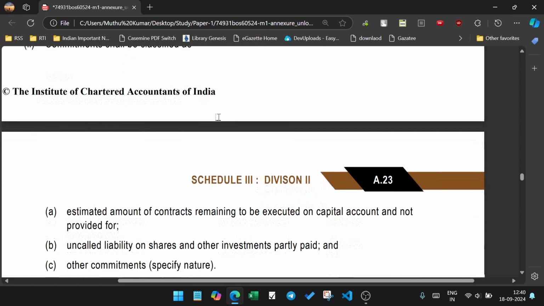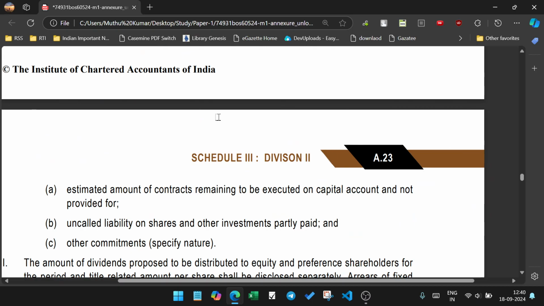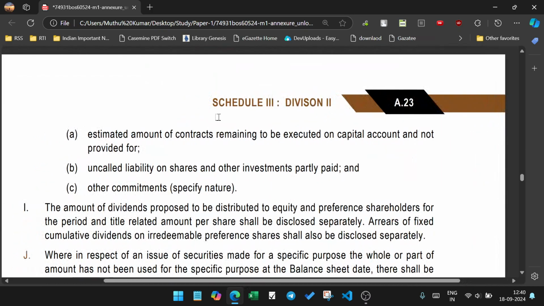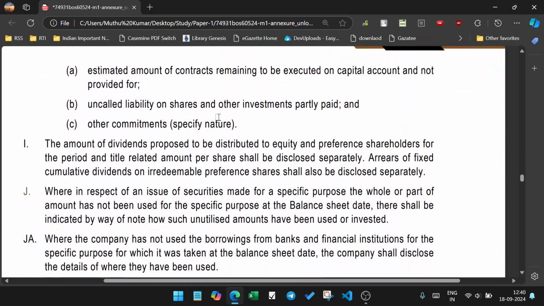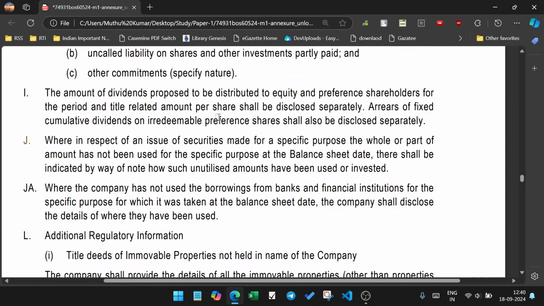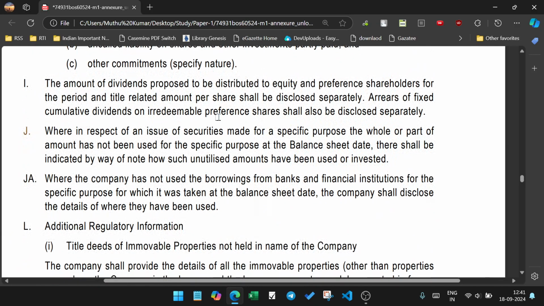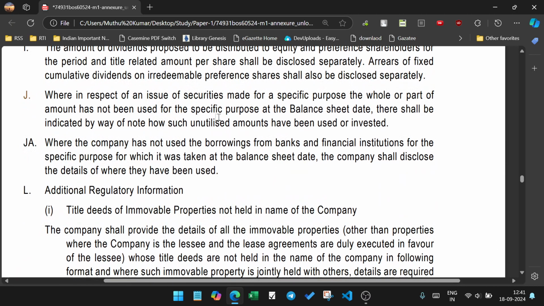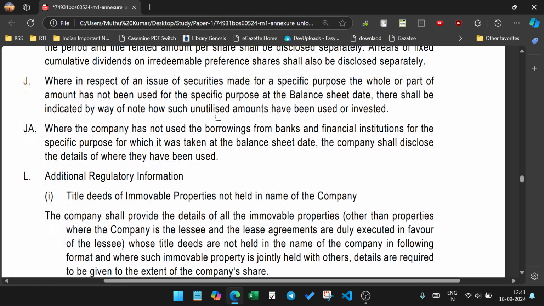Commitments shall be classified as the estimated amount of contracts remaining to be executed on capital account and not provided for, uncalled liability on shares and other investments partly paid, and other commitments. The amount of dividends proposed to be distributed to equity and preference shareholders for the period, and the amount per share, shall be disclosed separately. The arrears of fixed cumulative dividends on preference shares shall also be disclosed separately.